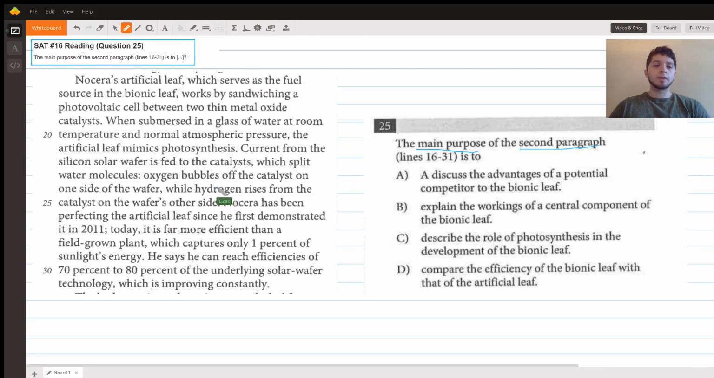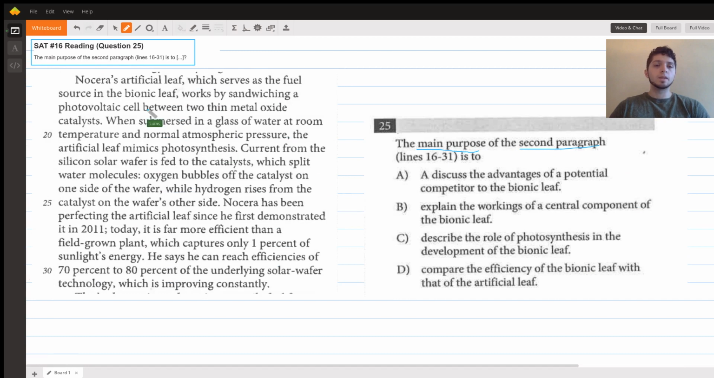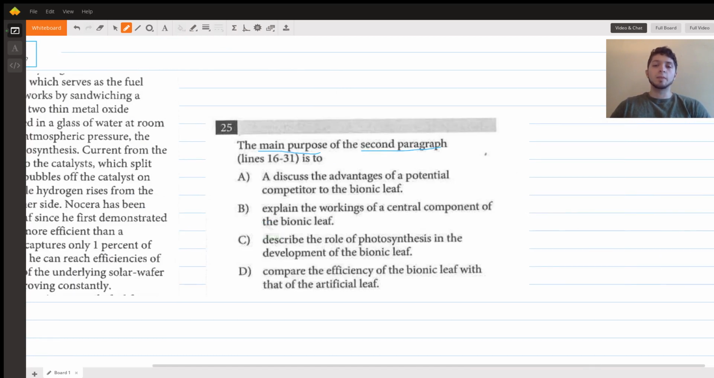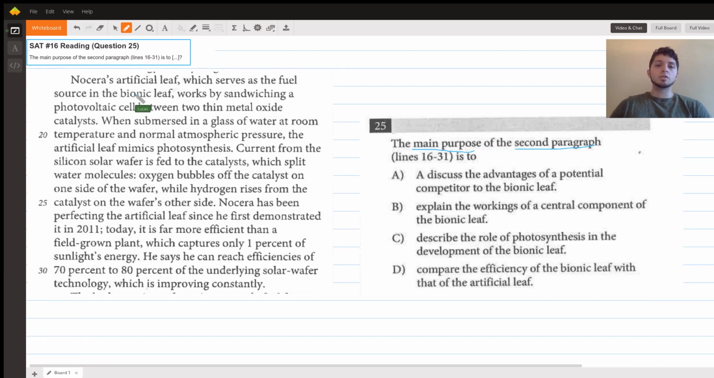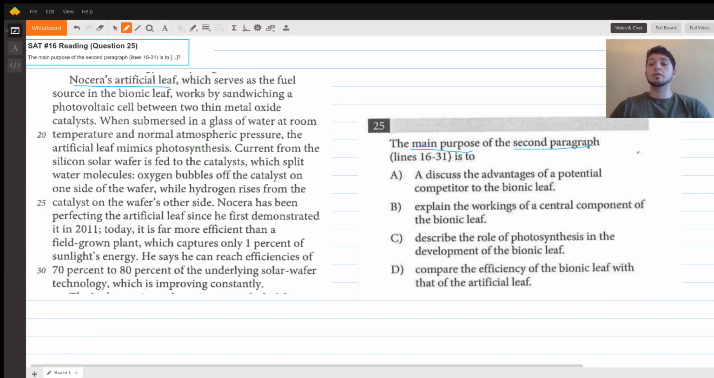So question 25 is down here. Line 16 to 31 is this whole paragraph here. And we're going to look for basically what is the main purpose of this paragraph. So this starts by saying Nocera's artificial leaf, which if you remember from some of the other questions, is different from the bionic leaf. This was the first leaf that was invented, and then it became incorporated or integrated into the bionic leaf.